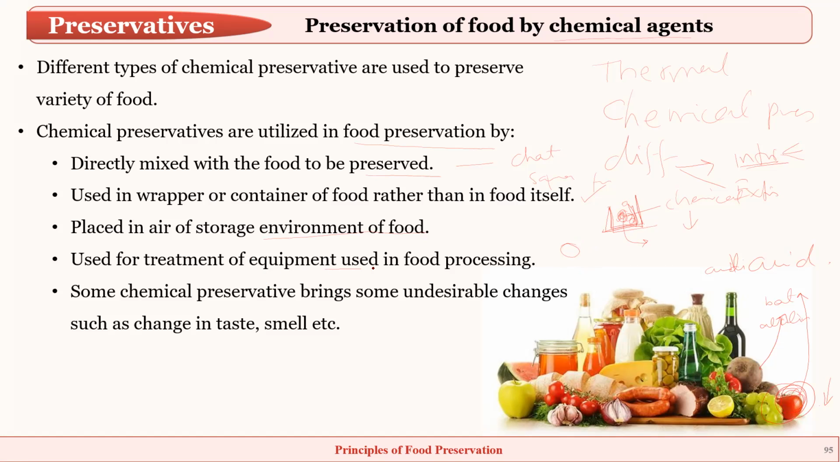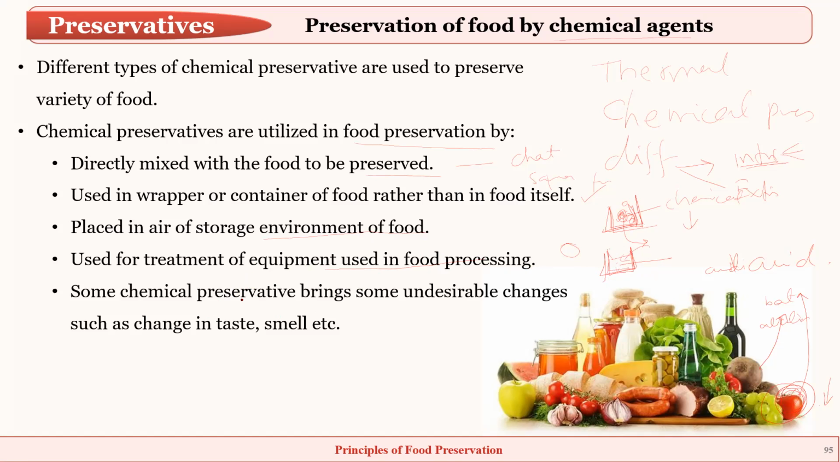It is also used for treatment of equipment used in food processing. For example, you know the equipment that is used in processing of fruit juice or milk. If the equipment or processing utensil itself is dirty or has a lot of microorganisms that come along with the fruit juice or milk, so what if you clean this equipment or utensil with antimicrobial agents or chemical preservatives, so that this helps in reduction of the initial microbial load.